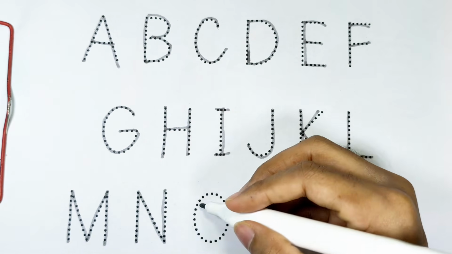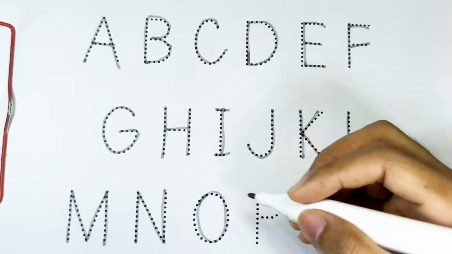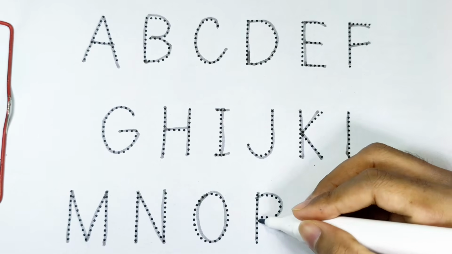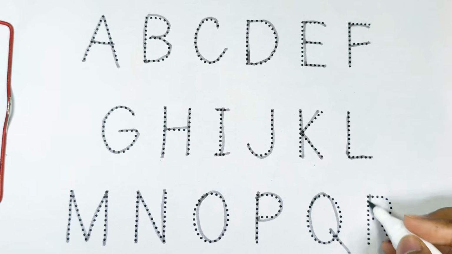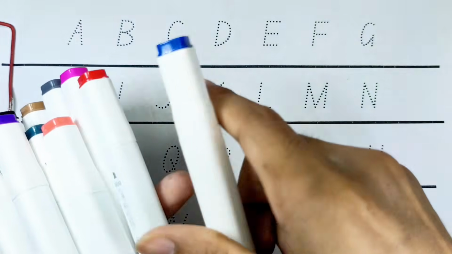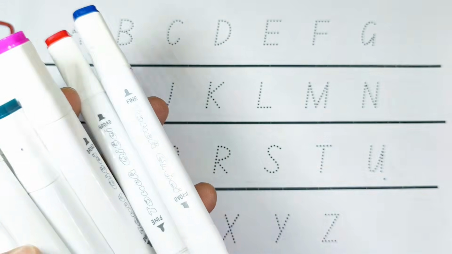The next one is O. O for orange, P for penguin. The next one is Q. Q for queen. The last one is R for rose, R for ripe. First we're beginning the colors.